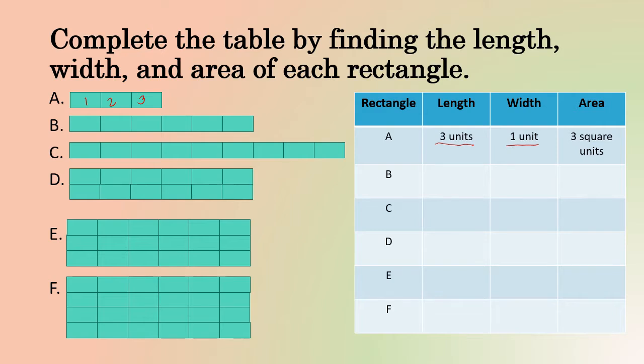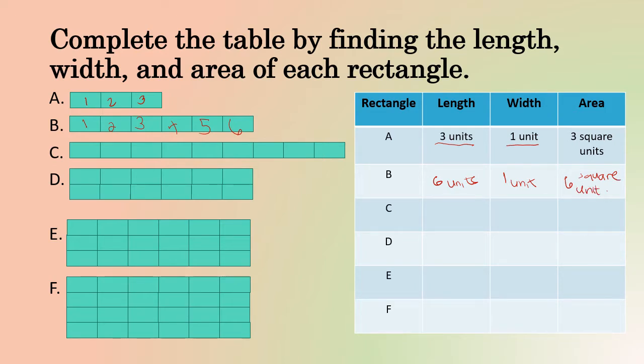So, let us answer rectangle B. So, sa rectangle B, ano daw yung haba ni rectangle B? 1, 2, 3, 4, 5, 6. So, sa length, we have how many units, class? We have 6 units. So, width, we have 1 unit. And for the area, 6 unit times 1 unit, that is 6 times 1, 6 square unit.